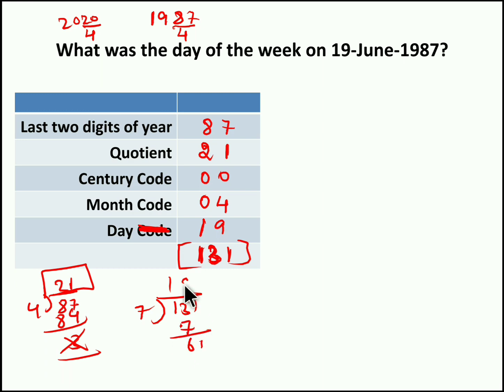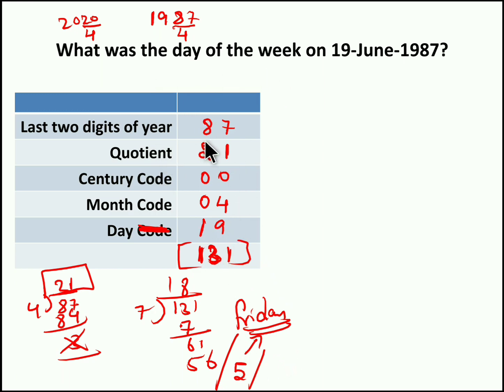So 61, 8 times 56. Now you have to look at the remainder. So the remainder is 5. If the remainder is 5, we know that starting from Sunday to Saturday it's 0, 1, 2, 3, 4, 5, 6. The day of 5 is Friday. So the answer for this question is Friday. The day of the week on 19th June 1987 is Friday.